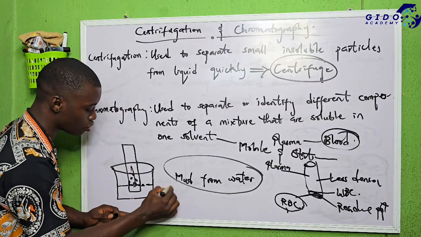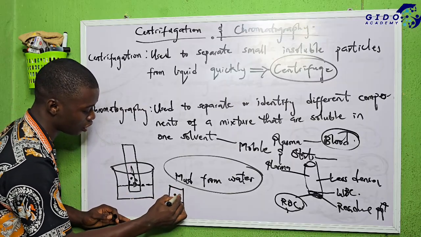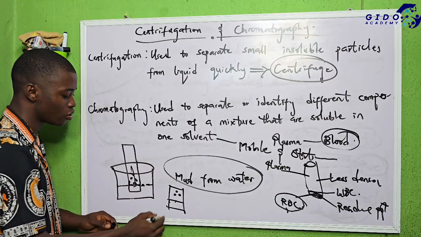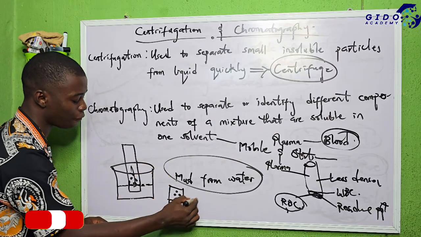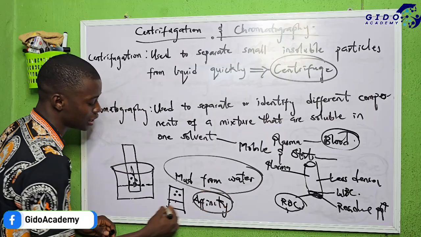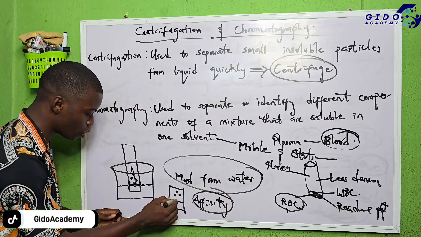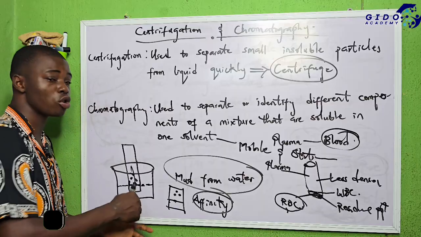Then you bring them out, you measure it. This is the original place, and you are having a color here, a color here, a color here. So the affinity. What I mean by affinity is the rate at which they travel from the time it was dipped into the water to the time it was removed.